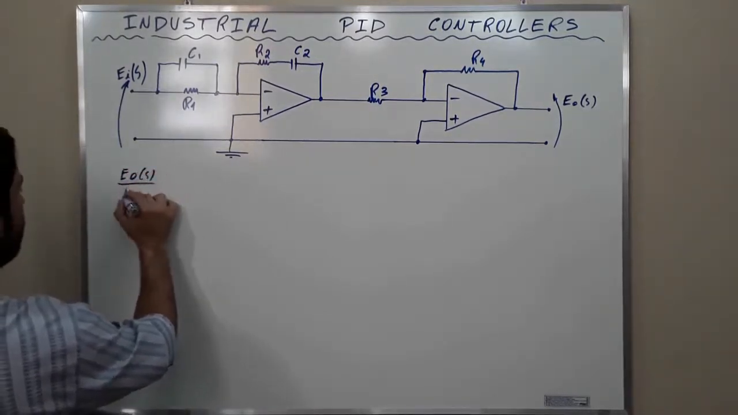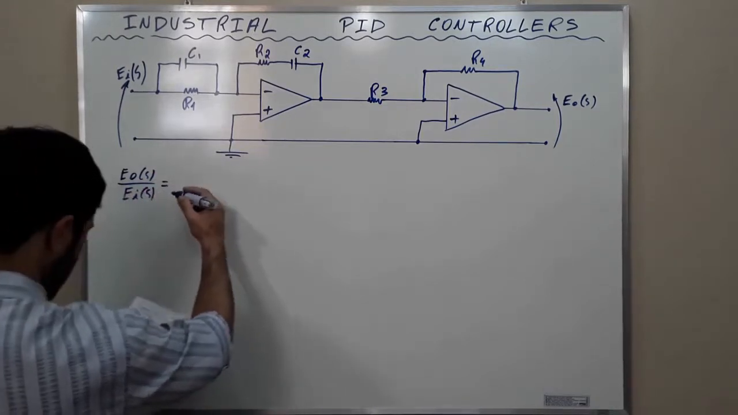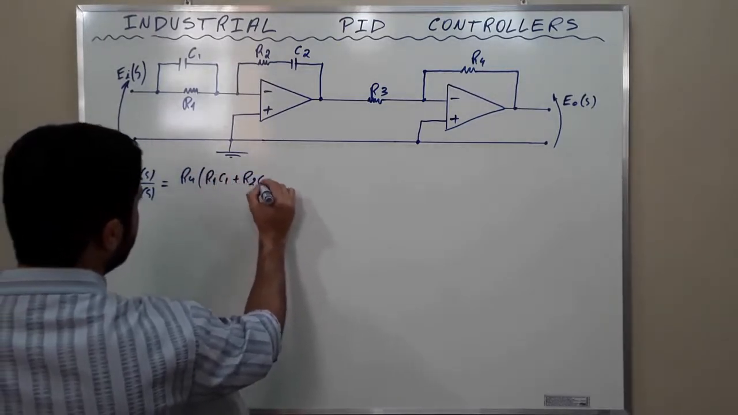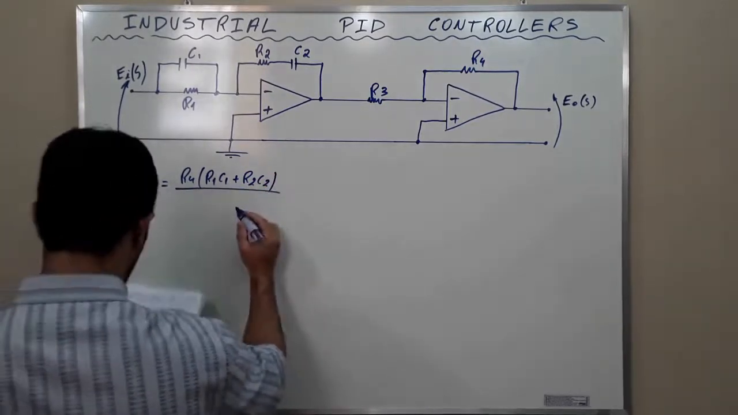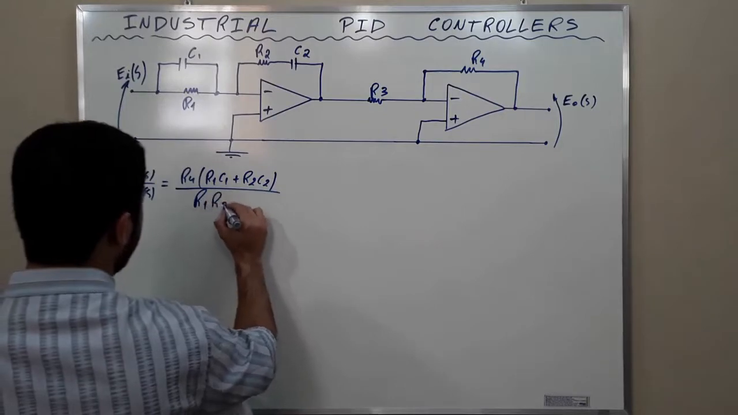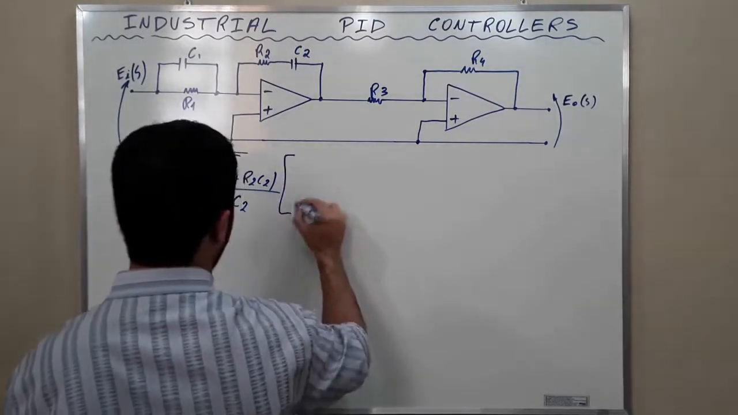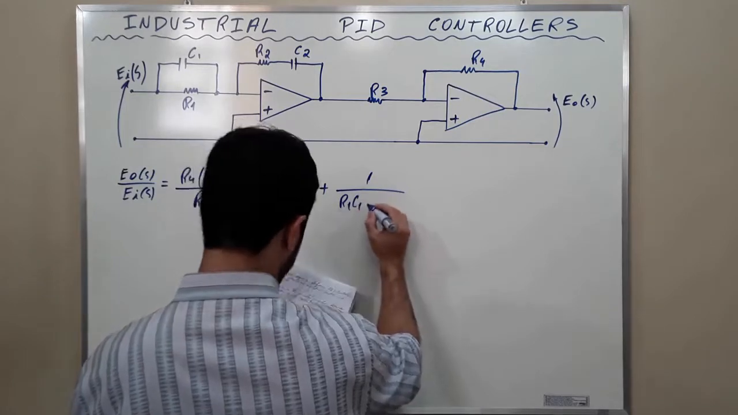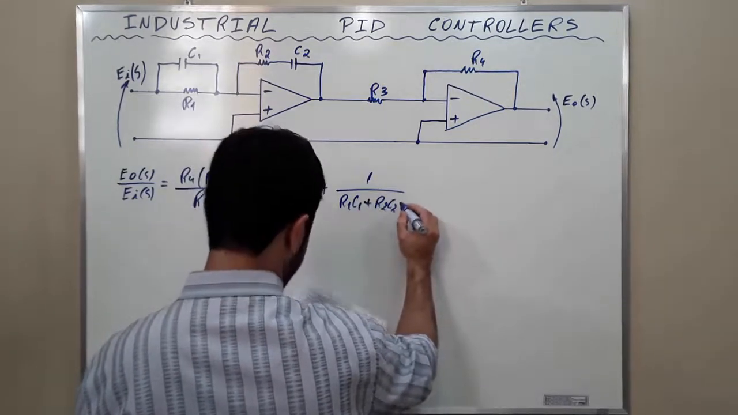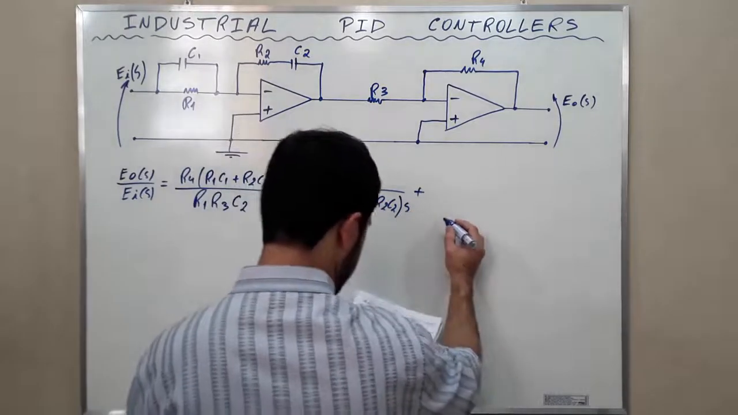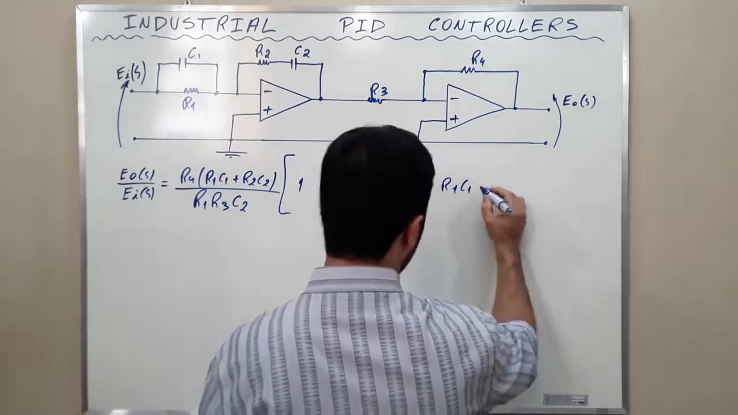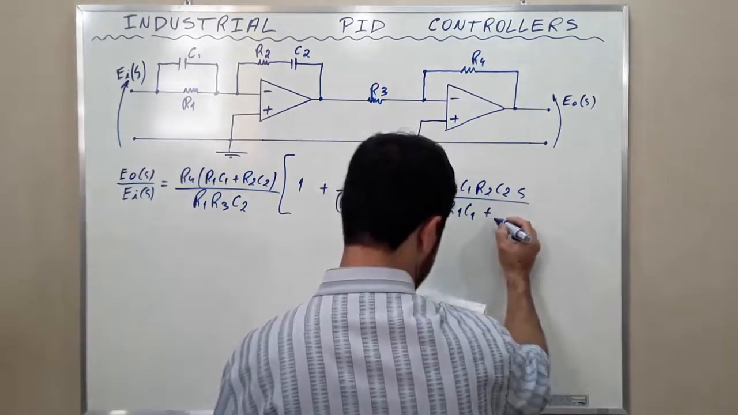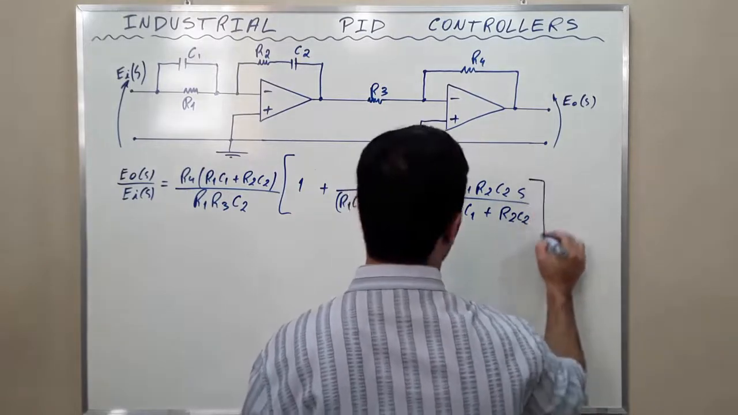Eo of s over Ei of s is equal to R4 multiplying (R1C1 + R2C2) divided by R3C2, and this multiplies 1 plus 1 over (R1C1 + R2C2)s plus R1C1R2C2s divided by (R1C1 + R2C2). Okay?